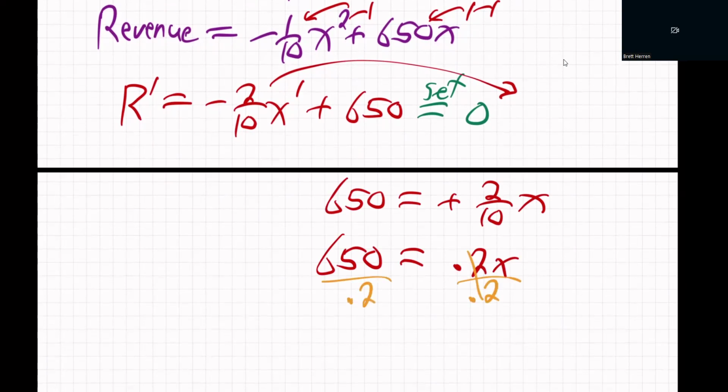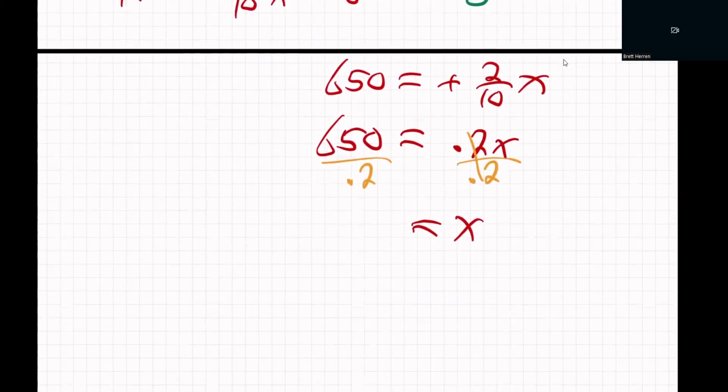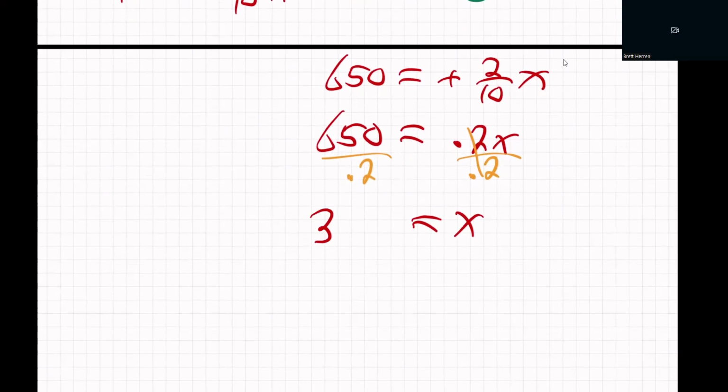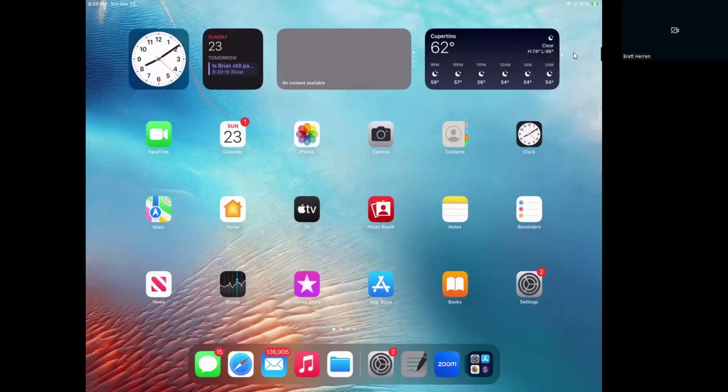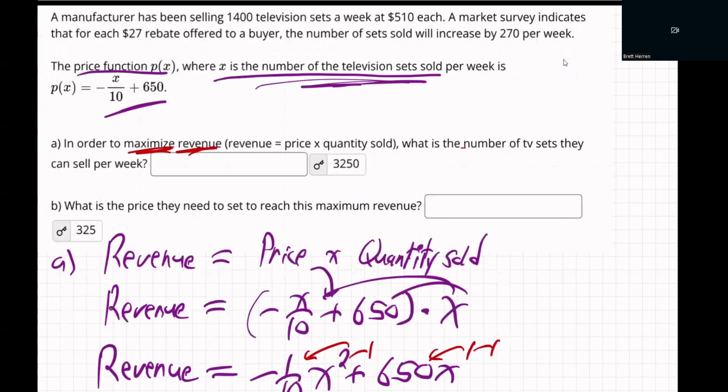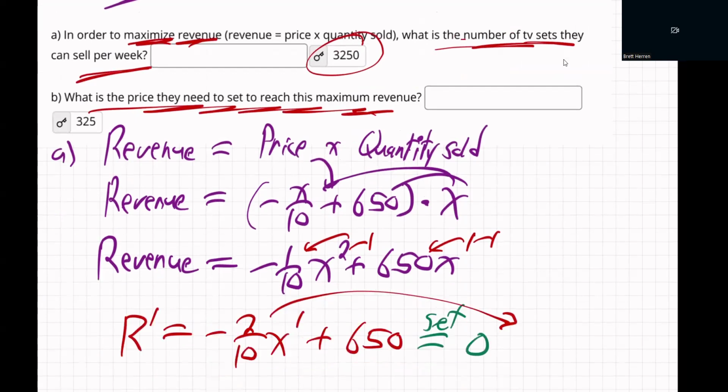X equals, what's that? 3,250, I think. Let's go to Desmos to double check. 650 divided by 0.2. Yep, 3,250. So that's the first answer, 3,250. That's how many TV sets they're going to sell to make maximum revenue. And then what is the price they need to set to reach it? What is the price that goes with that?